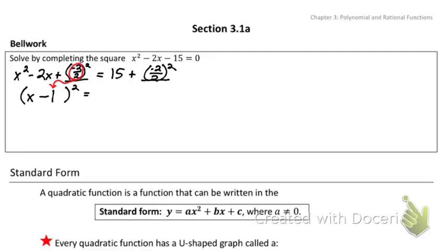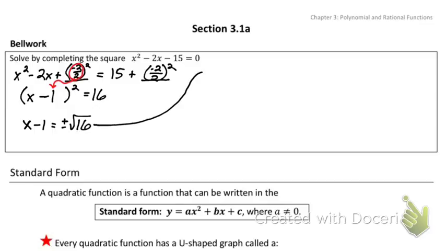is just negative 1 squared. Negative 1 squared is a positive 1. So it's 15 plus 1, which is just 16. Now we take the square root of both sides, and we're going to have x minus 1 equals plus or minus the square root of 16.